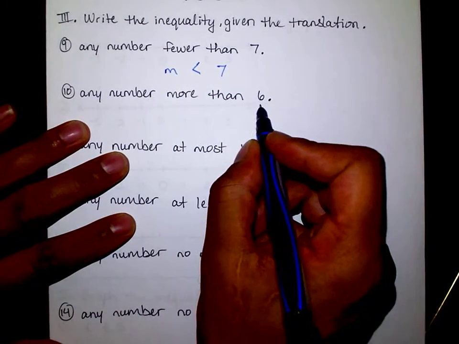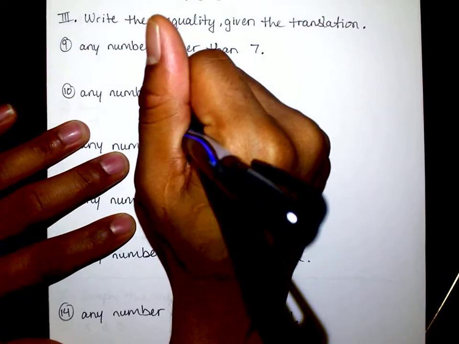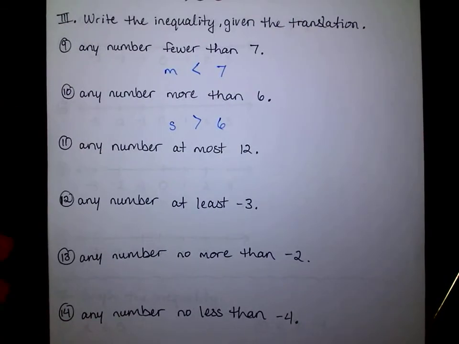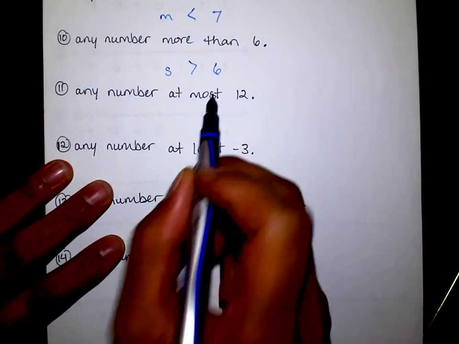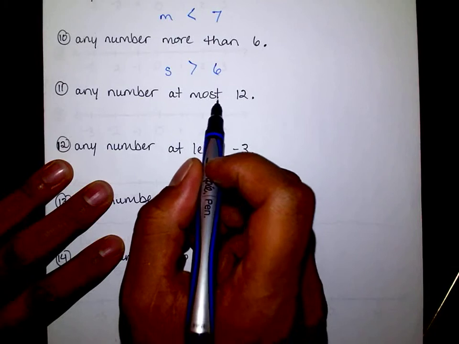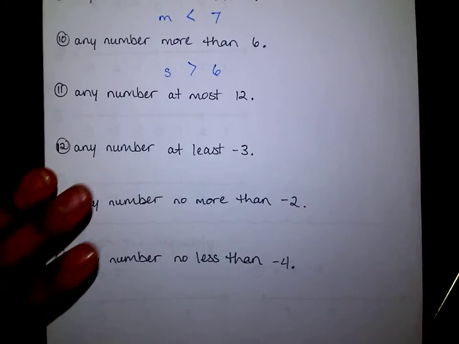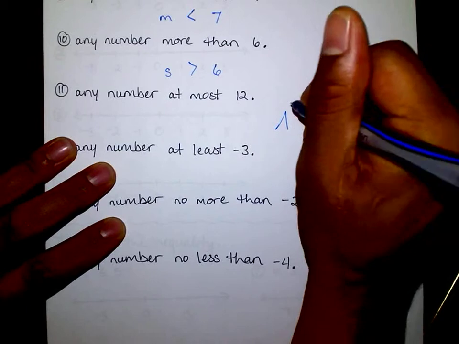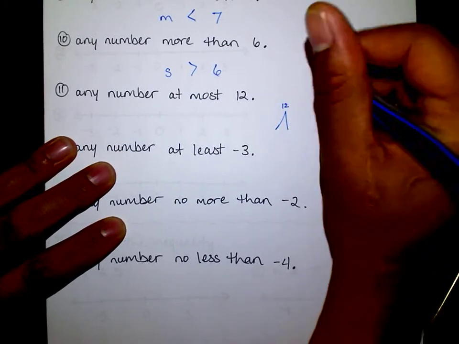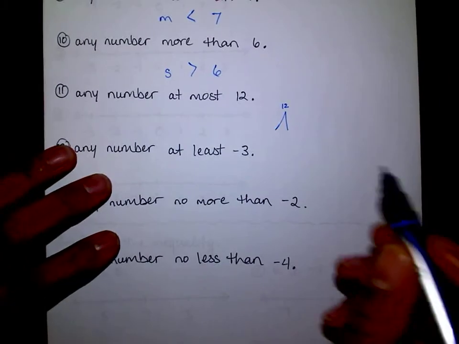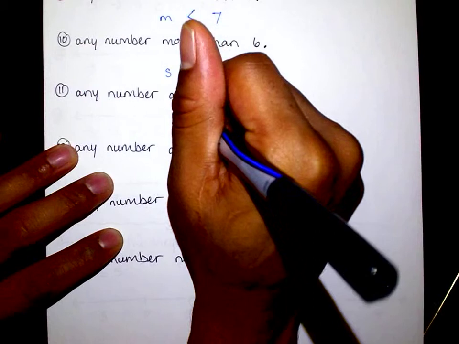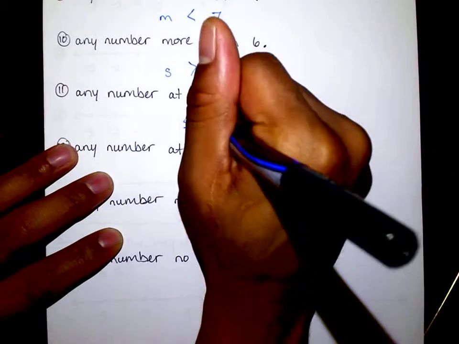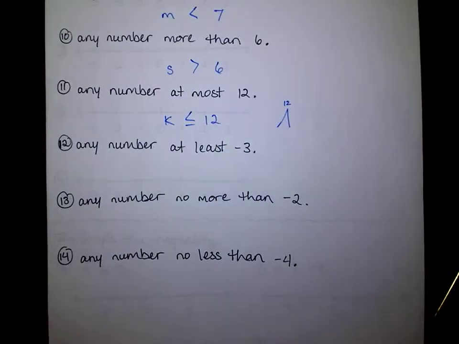More than, any number more than 6. So more than is that way. We'll use our variable, we'll let that be S, and we need to put 6. Alright, let's try this one. It says any number at most 12. At most means that's the most it can get. When I think of most, it's kind of like being at the top. So if 12 is at the top, then everything else has to be less than 12. It can be 12, but it can also be any number less than 12. So since it can be 12, that's going to give me the equal to sign underneath, and we'll just do K for our variable.